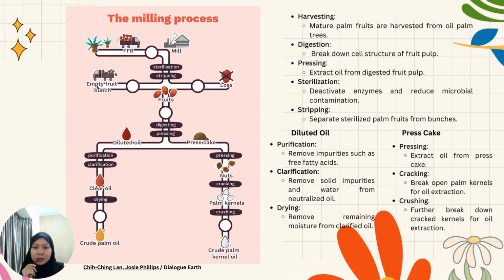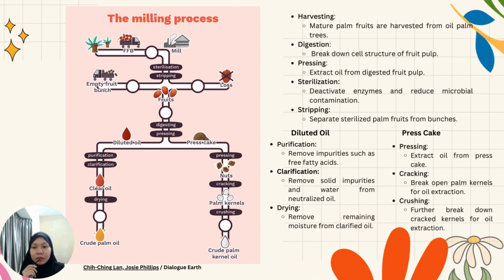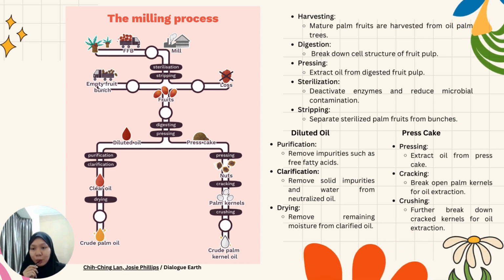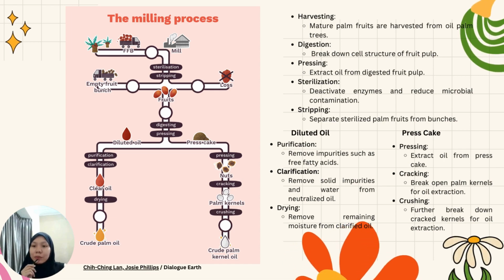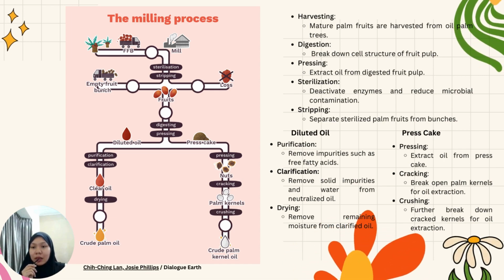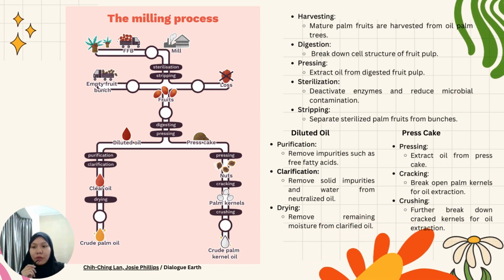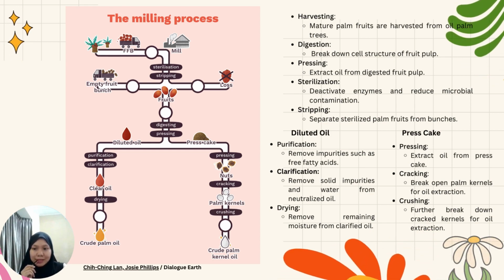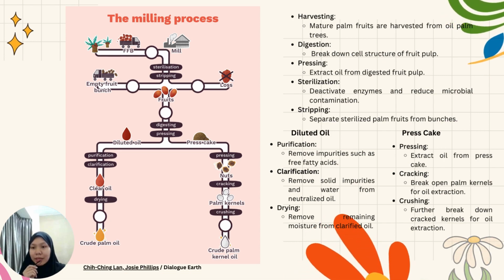The duration of digestion varies depending on factors such as fruit ripeness and processing conditions. Typically, the pulp is heated for a specific period to ensure thorough digestion. The pressing process involves extracting the oil from the digested fruit pulp. Various types of mechanical presses are used for oil extraction, including screw presses, hydraulic presses, and expeller presses.